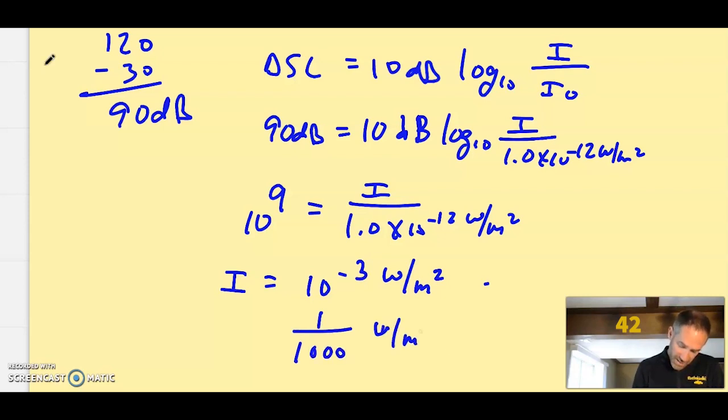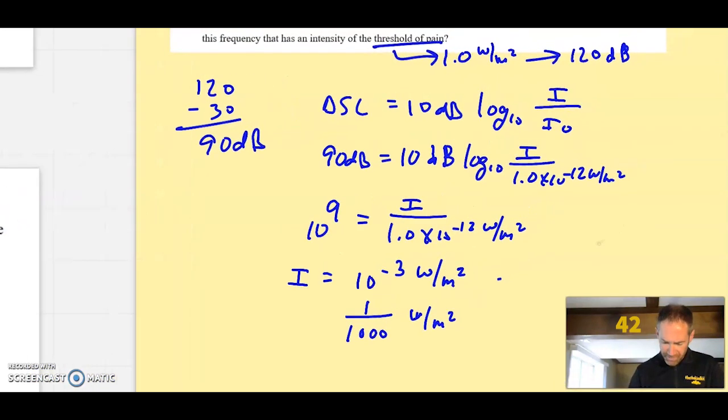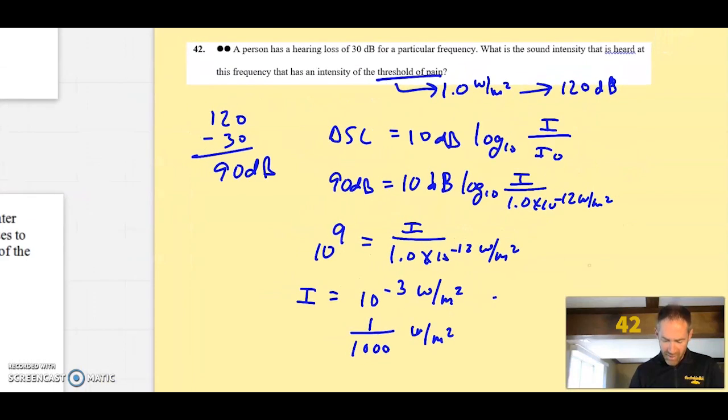And so all that is to say, this person is losing 1,000 times the energy to some mechanism in their ear.